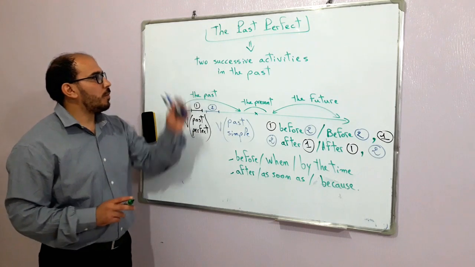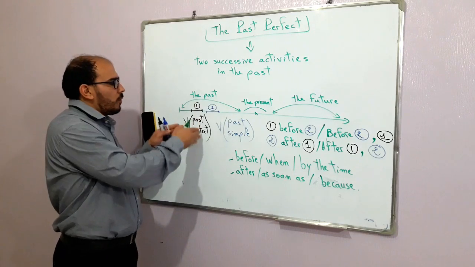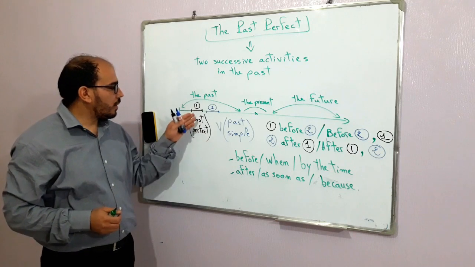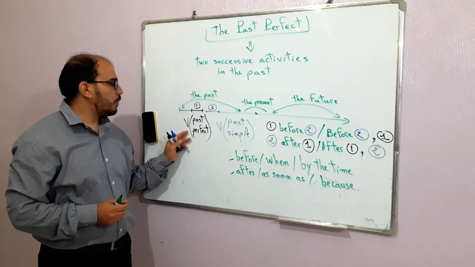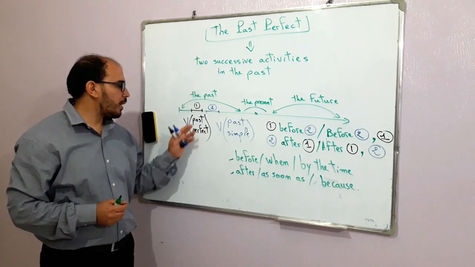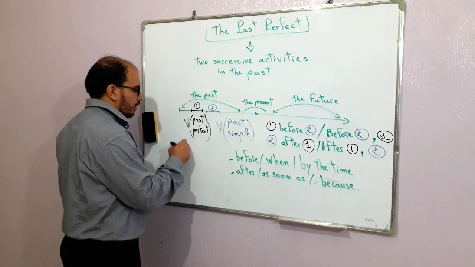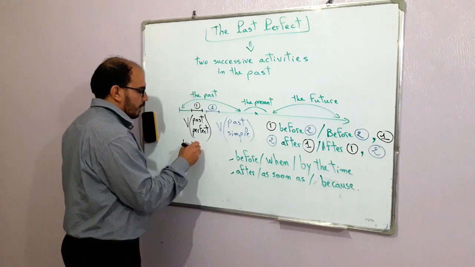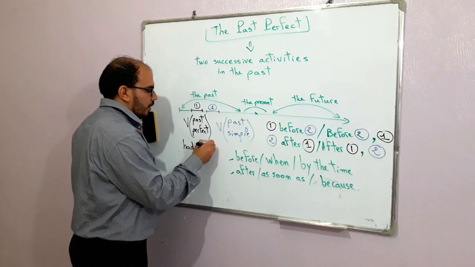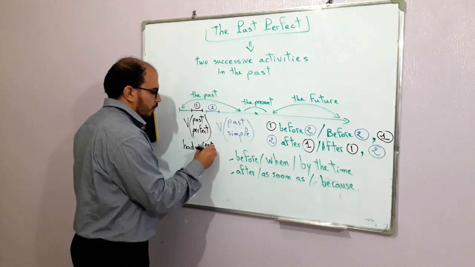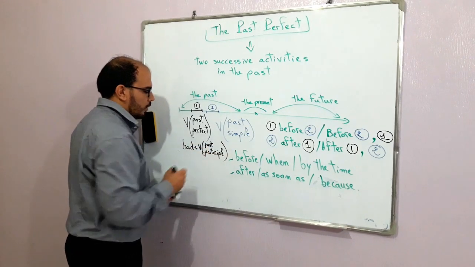When we speak about the past perfect, it means two successive activities in the past, because we have order. We have activity number 1 and then activity number 2. All the time, the first activity is written in the past perfect. Past perfect means had plus the main verb in past participle. So this is past perfect.